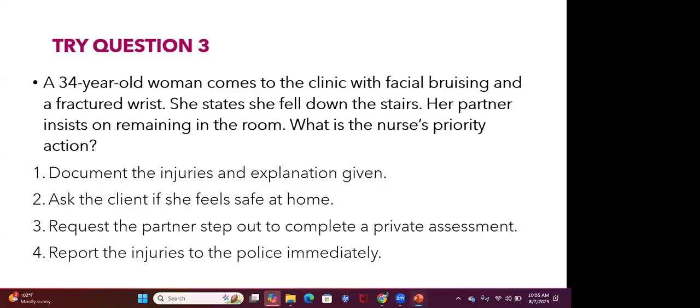1. Document the injury and explanation given. 2. Ask the client if she feels safe at home. 3. Request the partner steps out to complete a private assessment. 4. Report the injuries to the police immediately.